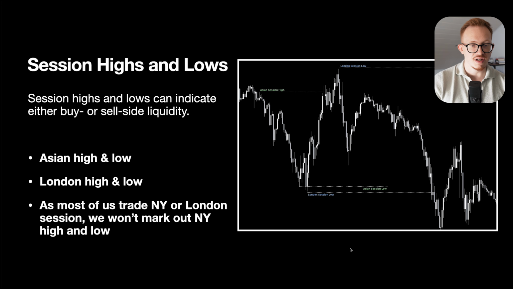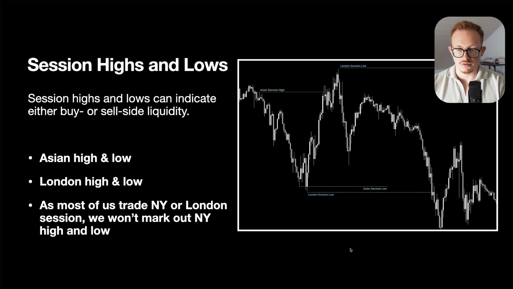Then next we have our session highs and lows. Session highs and lows can indicate either buy or sell side liquidity. As you can see on the example on the right, we have our Asian highs and lows and we have our London session highs and lows marked out. As you can see, when Asian low gets taken out, we have a huge reaction to the other side. Then we take out Asian high. We have again a huge reaction to the other side.